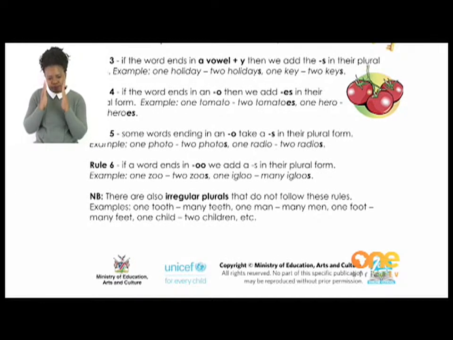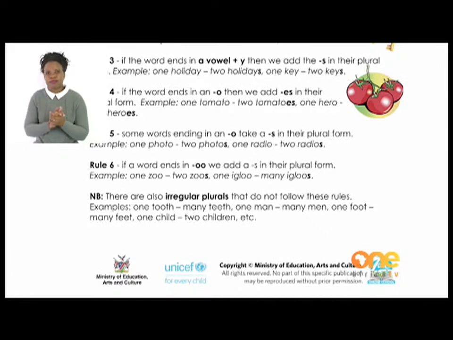I hope we are following. Let's go to rule number 5. Some words ending in an O take an S in their plural form. For example, photo becomes photos. We're just adding an S there. One radio, two radios.